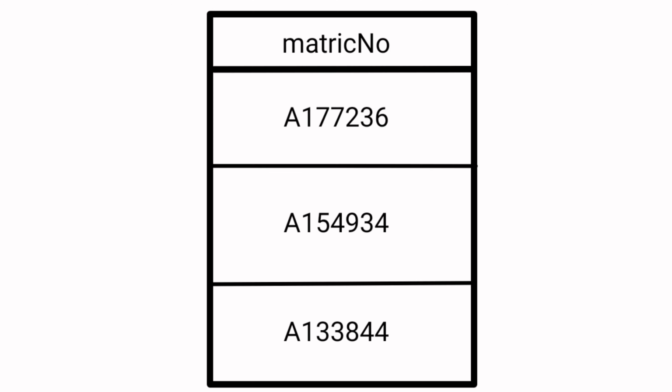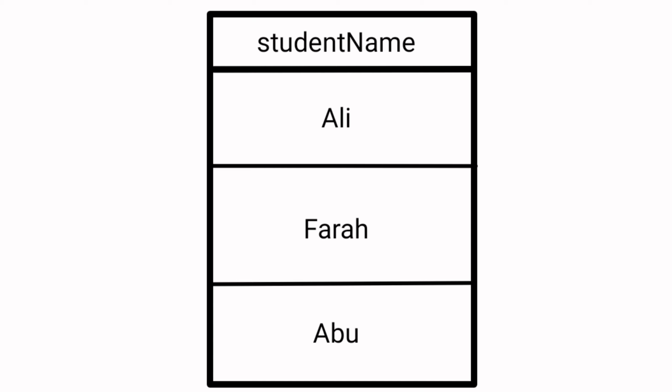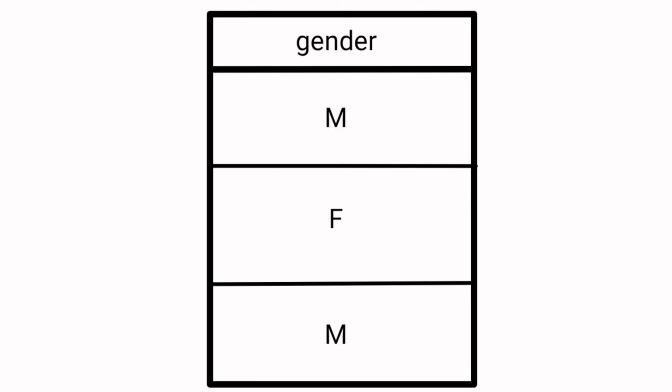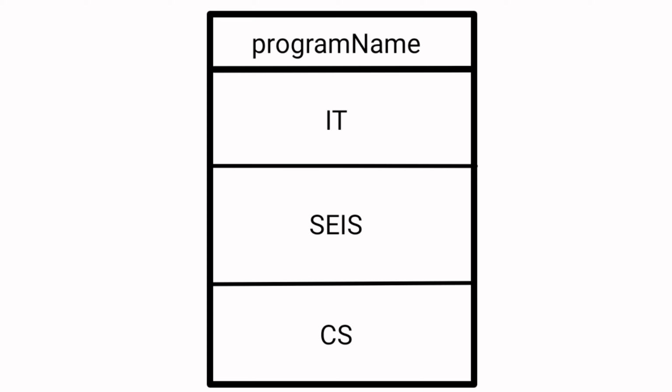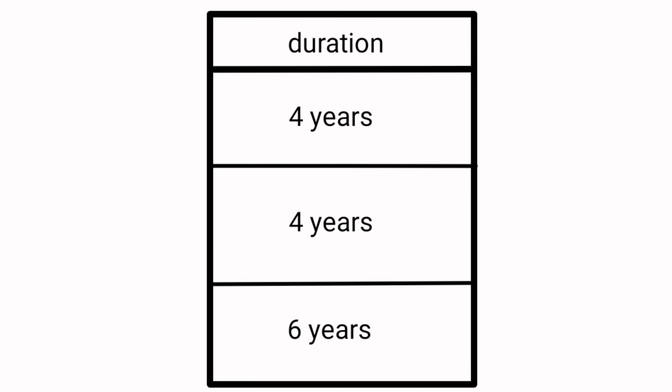First, metric number. Put a specific metric number for each student. Second, student name. Hold the student name. Third, gender. Hold the student gender. Fourth, credit balance. Hold the balance of credit the student has left. Fifth, program name. Hold the name of the program. Sixth, duration. Hold the duration to complete each program.